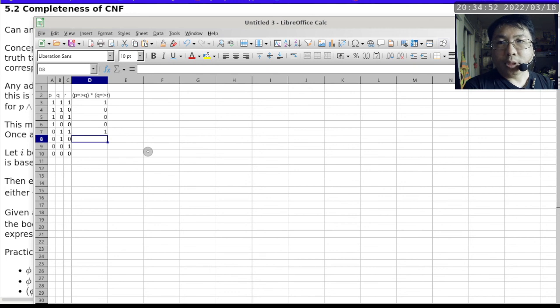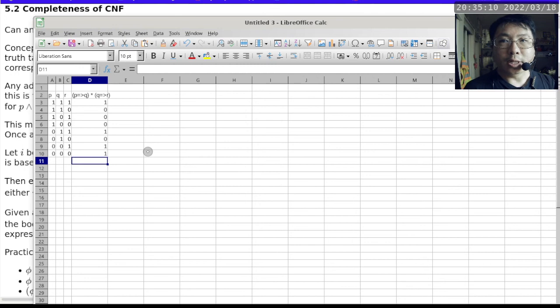This one is false because q implies r is false in this case, and when you have at least one component being false in a conjunction, the entire conjunction is false. This one is true, and this one is true as well. Okay.